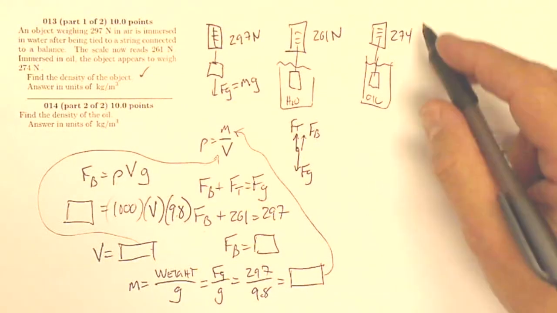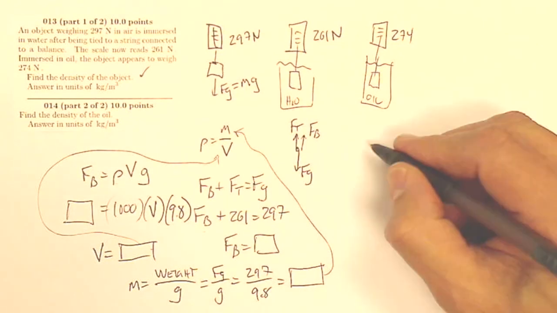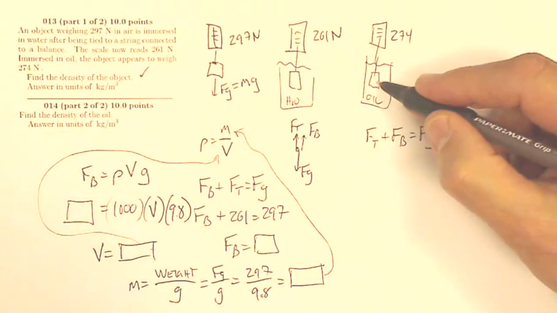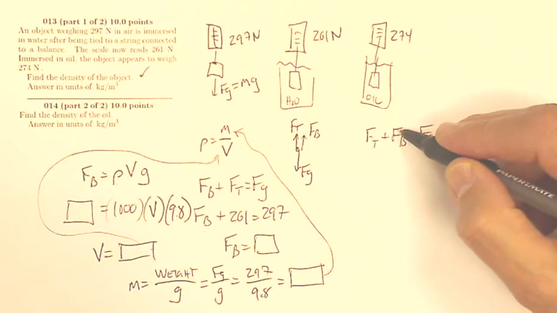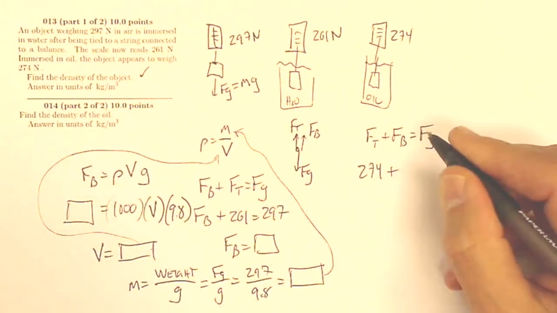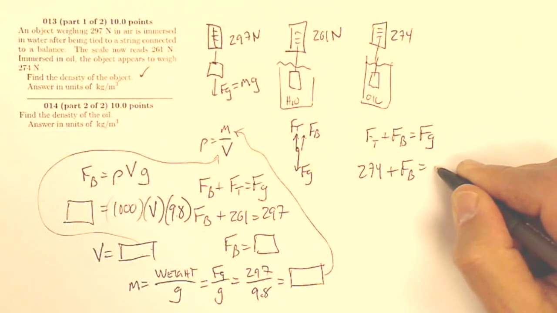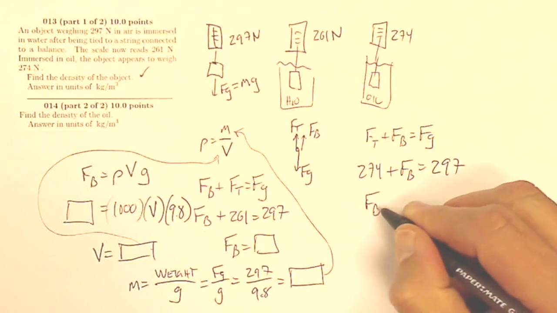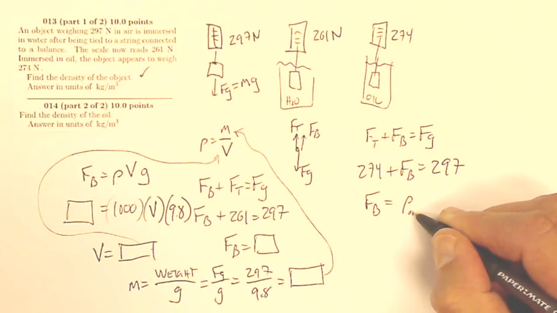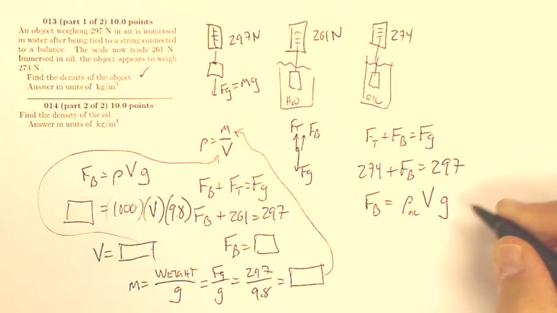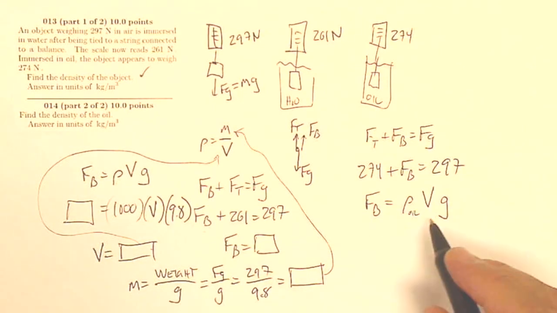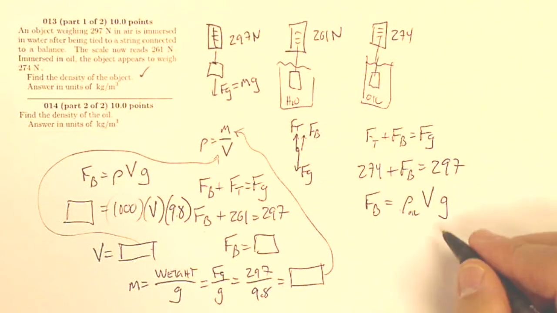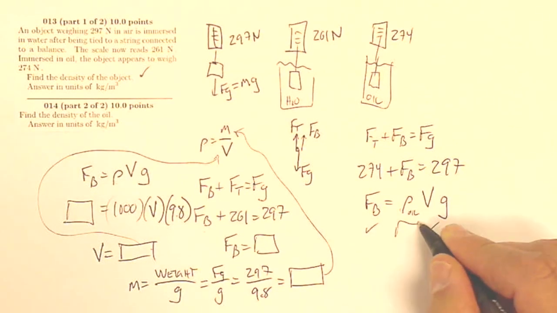So now I've got, again, the same free body diagram. So I know that my force of tension plus my buoyant force is going to equal my force of gravity. So I've got the same gravity down, but now I've got a new tension and a new buoyant force. So I've got 274 plus my buoyant force is going to equal my force of gravity, which is still going to be 297. Now I've got my buoyant force, and that is the density of oil times the volume of the object times gravity. I figured out my volume of the object over here. I know my buoyant force from here. I know my density of the oil is what I'm looking for, and I know gravity. So since I have gravity and the volume and the buoyant force, I can figure out the density of the oil.